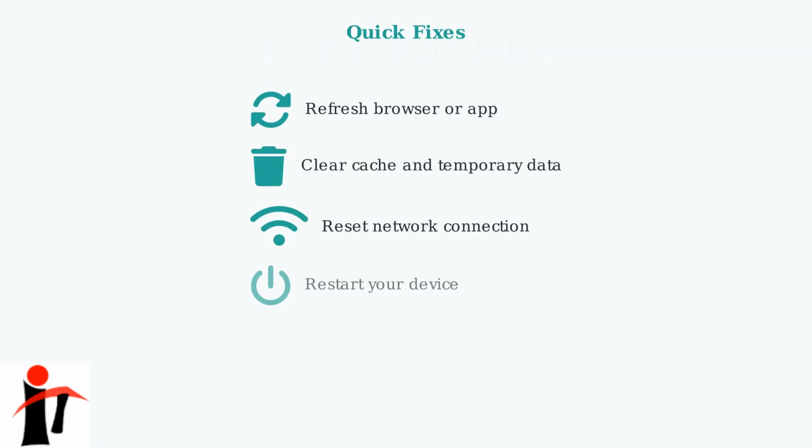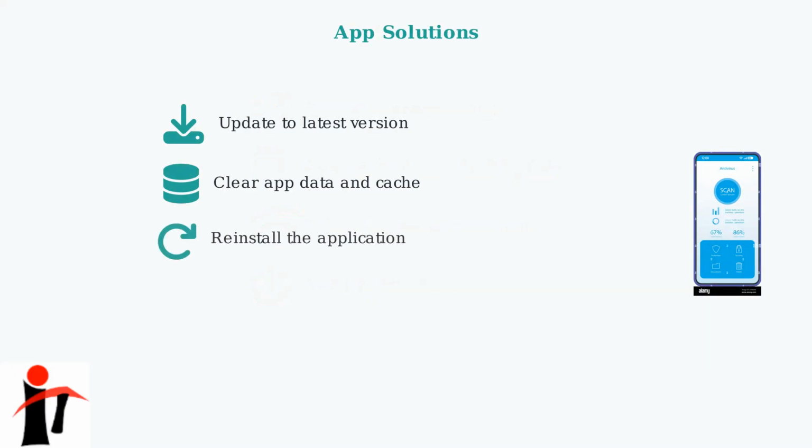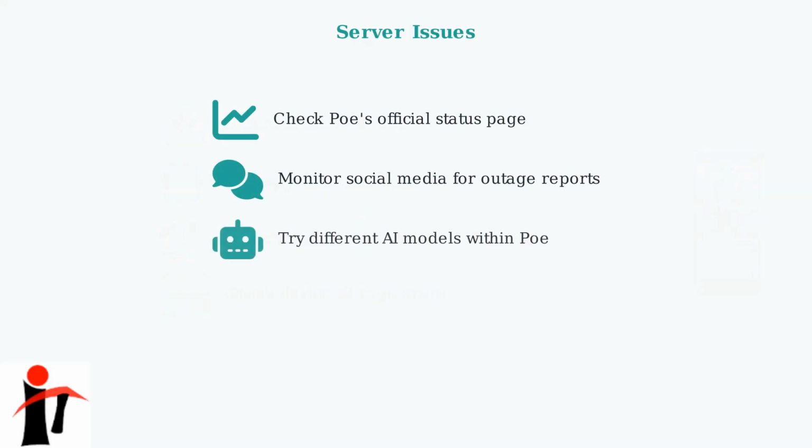First, try these quick fixes that solve most common issues. These simple steps can resolve temporary glitches without any technical expertise. For app-specific problems, these solutions address issues with the Poe mobile app or desktop application. Start with updating to the latest version. When Poe's servers are experiencing problems, you can check their status and try alternative approaches. Server issues are usually temporary but require patience.